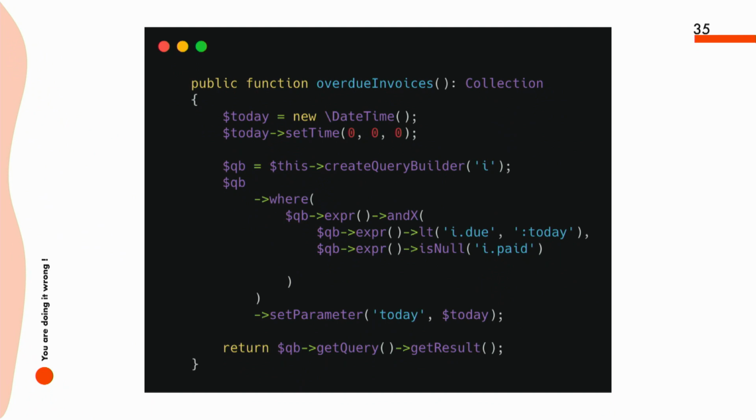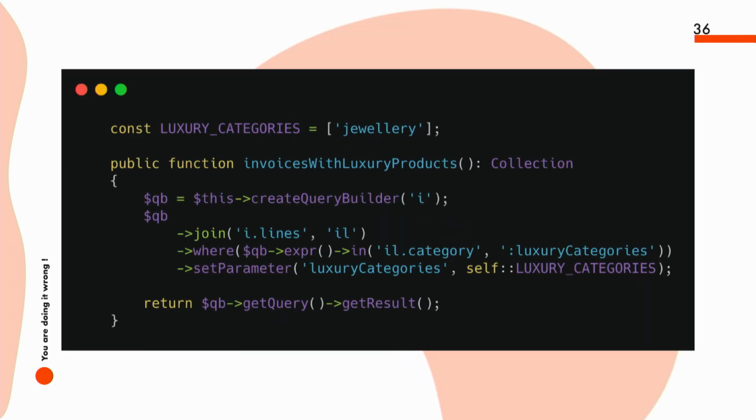But this is very nice, to have these queries that reflect the need of the business, of the feature of the client. But then the client says that, you know, we have these product categories and some of them are luxury. And I would like to have the invoices with luxury products just to display those clients. So we have another method.